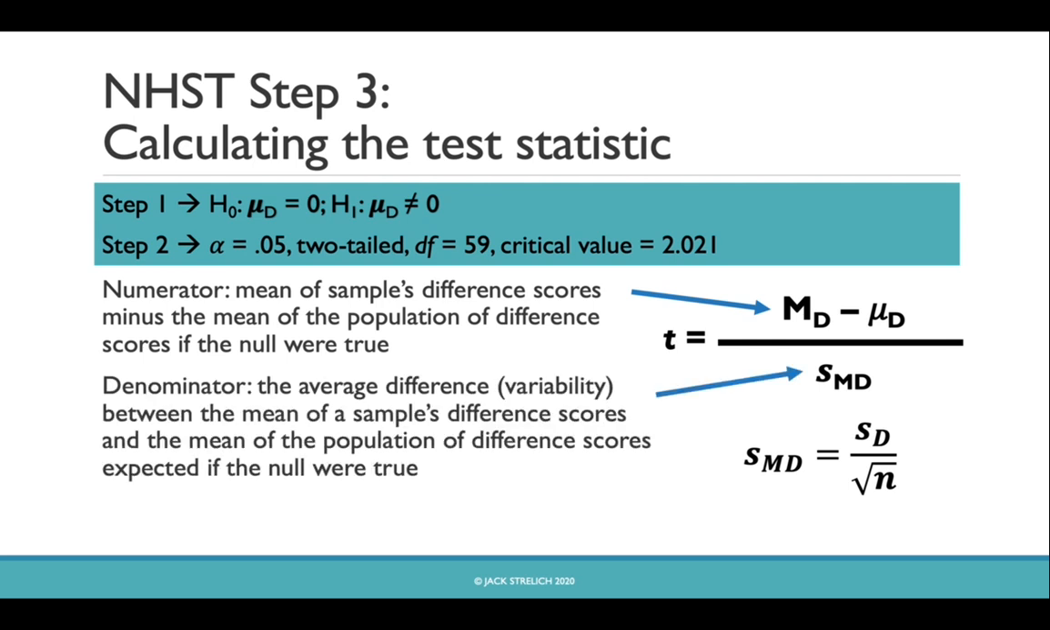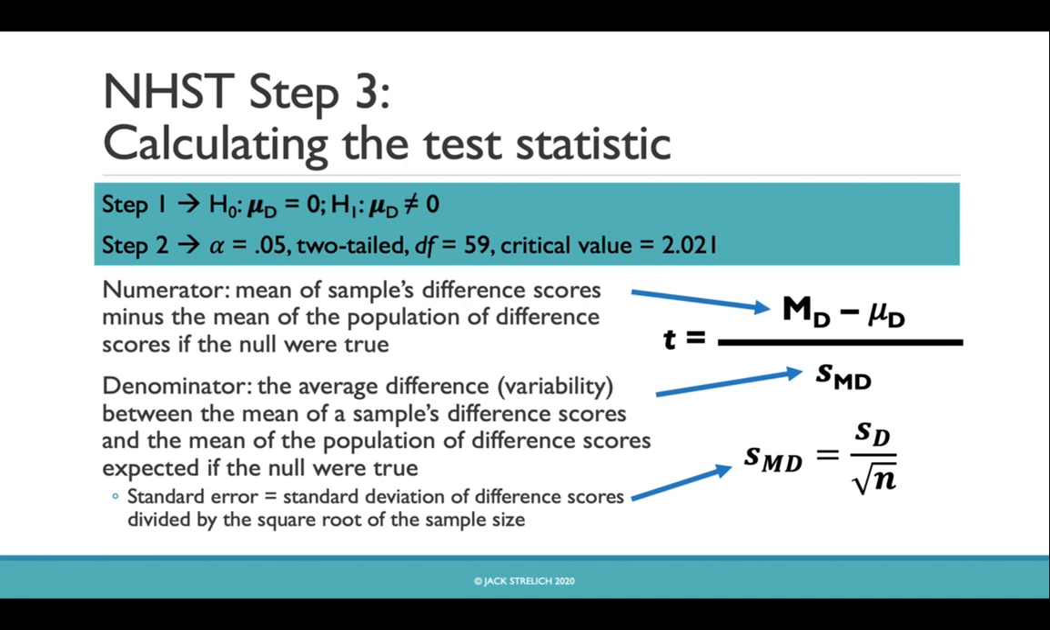The denominator is the average difference, or variability, between the mean of a sample's difference scores and the mean of the population of difference scores that would be expected if the null was true. And we find this value, in other words, the standard error, by dividing the standard deviation of difference scores by the square root of the sample size.